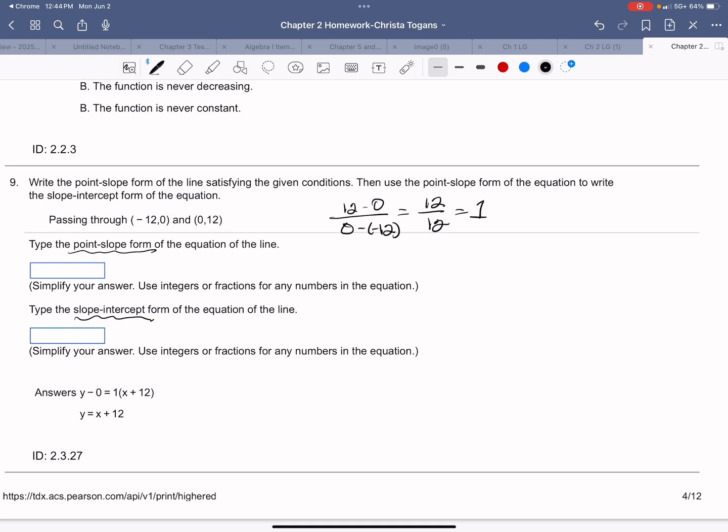So for point-slope, they use the first one. So y minus 0 equals 1 times x plus 12. And it's x minus a -12. So y minus 0 equals 1 times x plus 12. And then to solve for y, to get the slope-intercept form, you can add 0 if you like to the other side, but you don't need to. Okay?